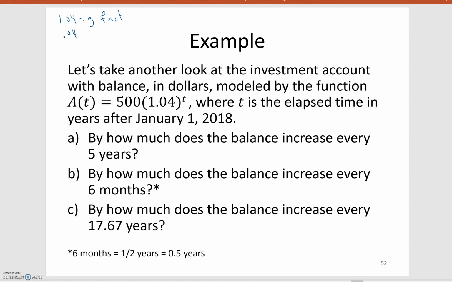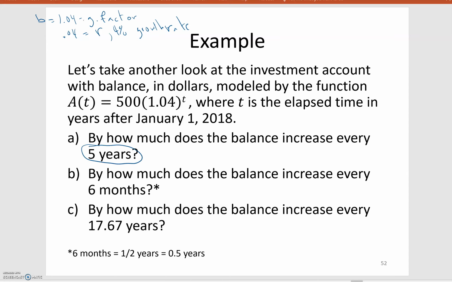Therefore, 0.04 is R. That's a 4% growth rate. I might not need that for this question, but it's good to continually remind yourself of what these things are. So this is B, and that's R. Okay, so moving on. So question A, by how much does this balance increase every 5 years?